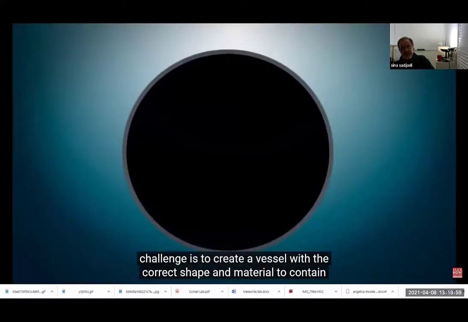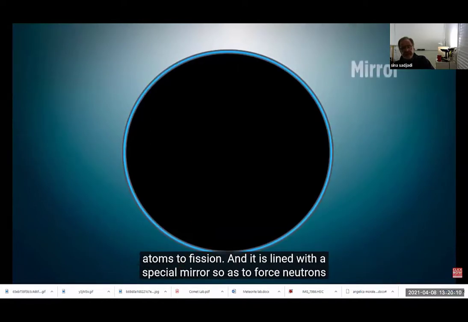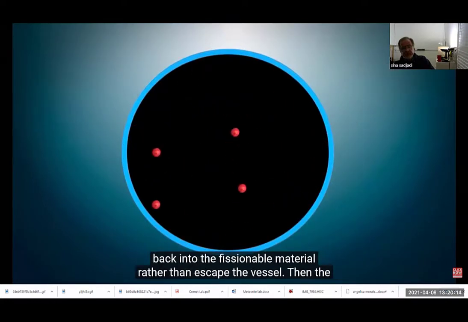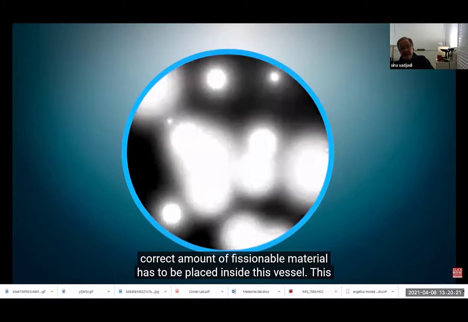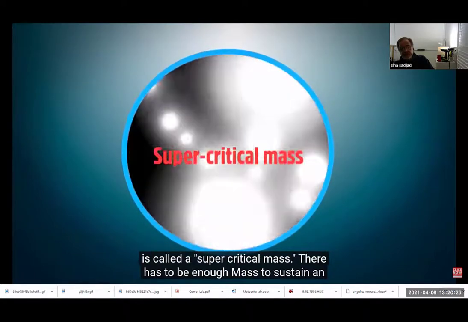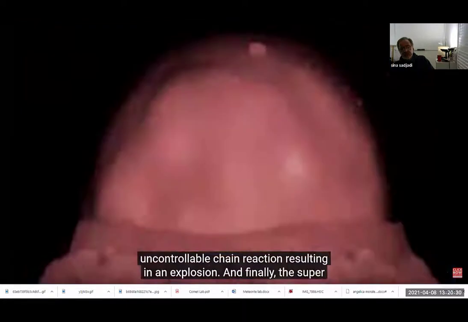Another engineering challenge is to create a vessel with the correct shape and material to contain the neutrons after fissioning so that they do not escape, but rather cause more atoms to fission. And it is lined with a special mirror so as to force neutrons back into the fissionable material rather than escape the vessel. Then the correct amount of fissionable material has to be placed inside this vessel. This is called supercritical mass. There has to be enough mass to sustain an uncontrollable chain reaction, resulting in an explosion.